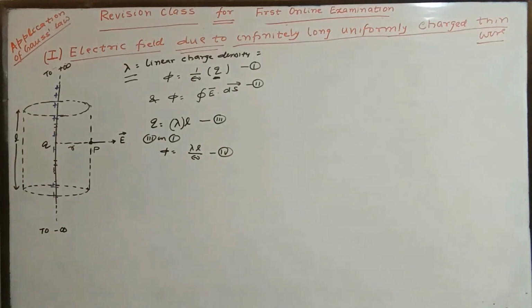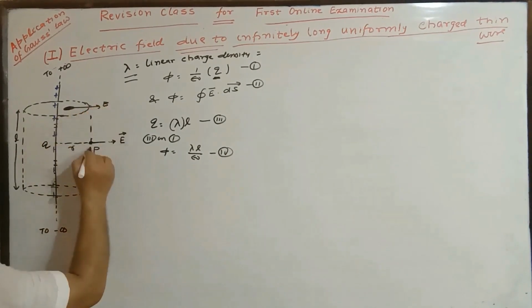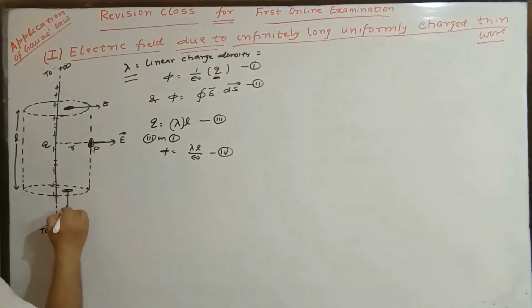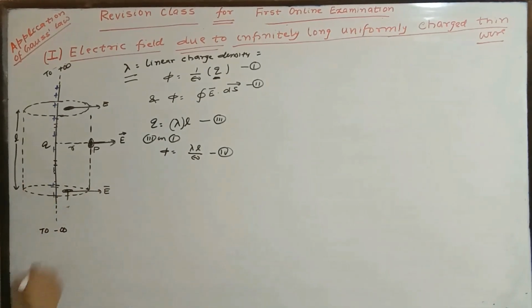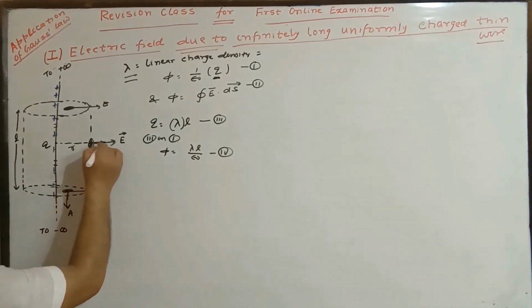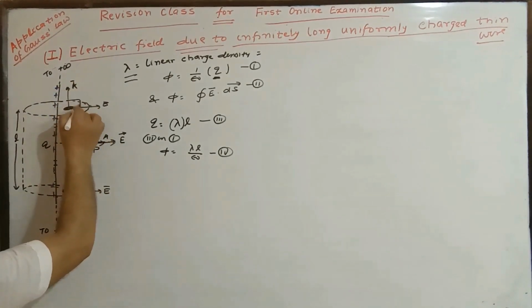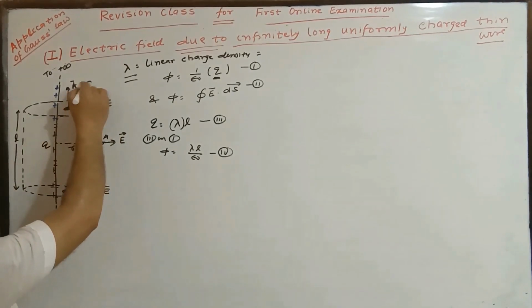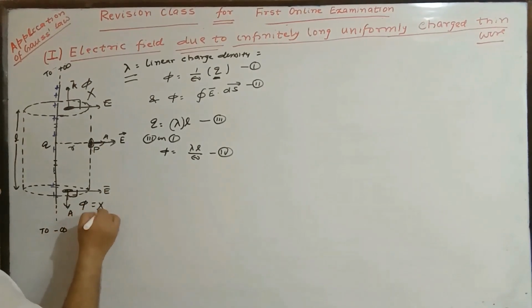Now from 4, what do we do? We have to find out the electric field. Here the electric field is in this direction, at this place in this direction, and at this cap in this direction. On this left side it is in this direction. The area vector is perpendicular here, and here the area vector is in this direction. So the flux due to this is E into A into cos 90, and cos 90 is 0, so there is no flux. Here also it is 90 degrees, so phi due to this is not available.